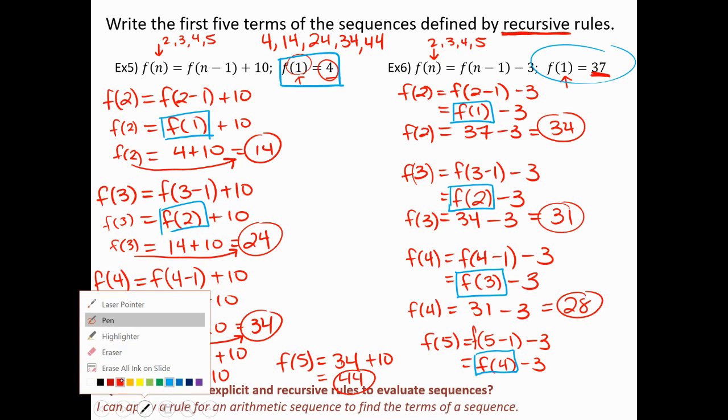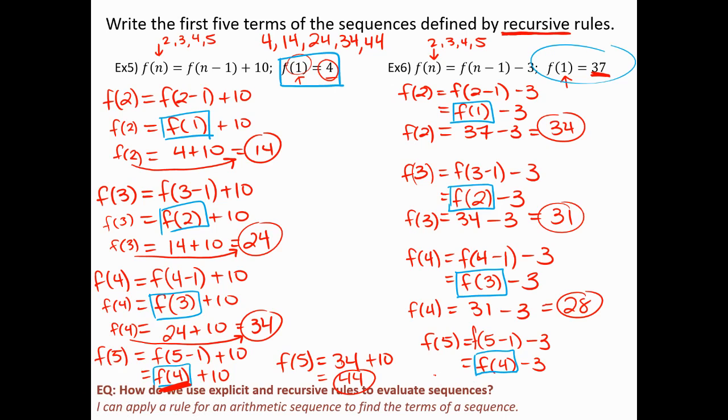And so I'm going to replace f of 4 with what it equals, which is 28. Subtract the 3, and I get my final term is 25. So my 5 terms, starting with the one they gave me, I'm going to sneak it up here at the top. I'm kind of out of room. I have 37, 34, 31, 28, and 25. So there we go.